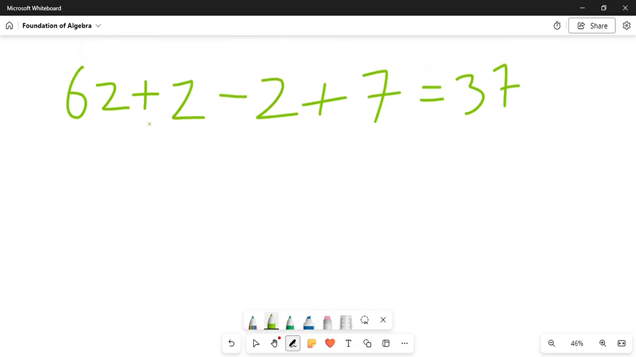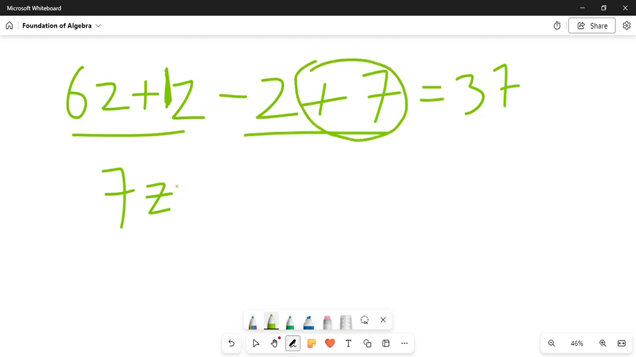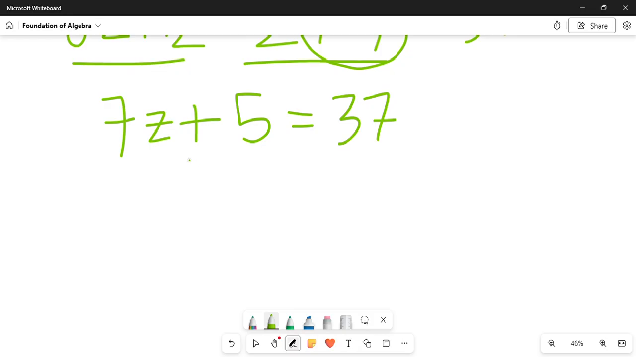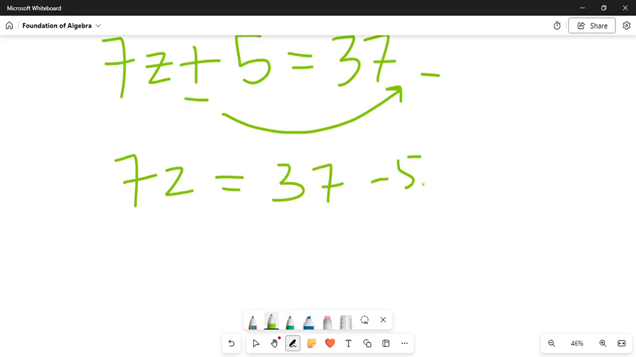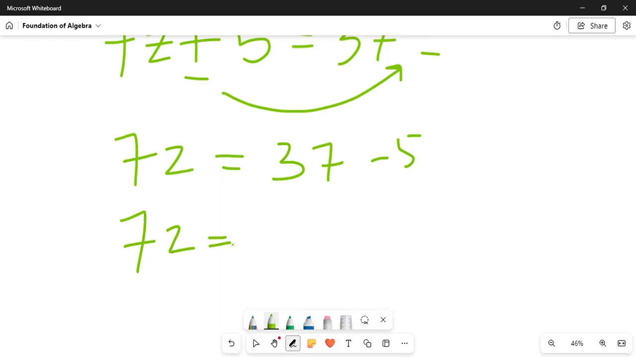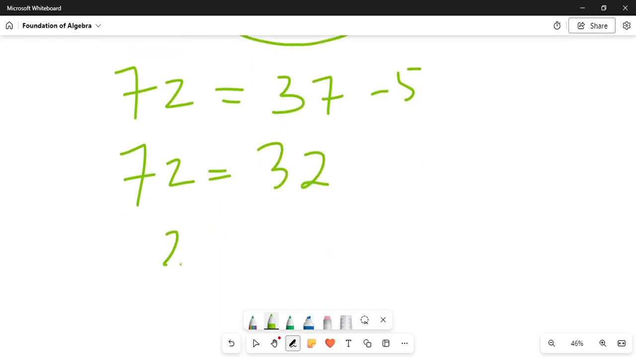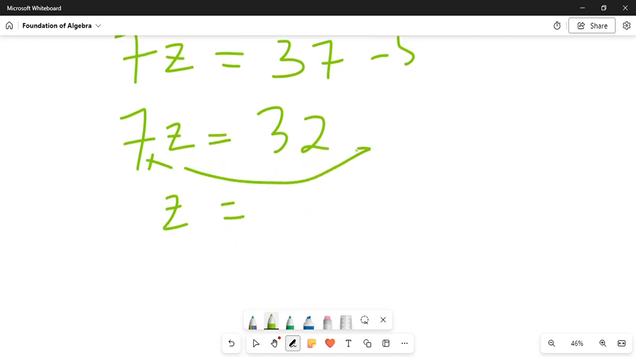So here's the question. Again, the like terms, there's 1 here because there's no number before. So 7z, the sign of the greater number, so positive sign. Opposite numbers, so we are going to subtract, so we get 5 here equals 37. We've got a positive sign here, but if we move on the other side, it will be negative. So 7z equals 37 minus 5, and 7z equals 32. This is being multiplied, so on the other side it will be divided.